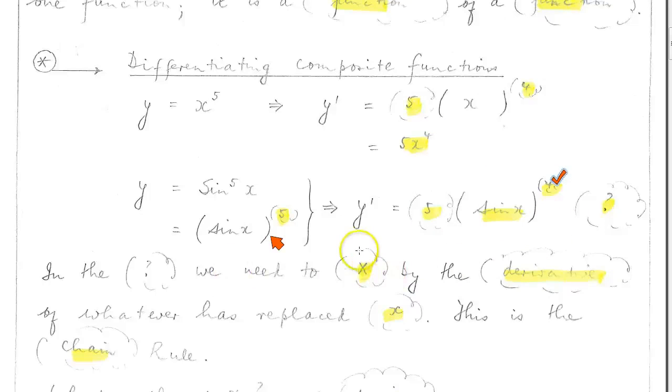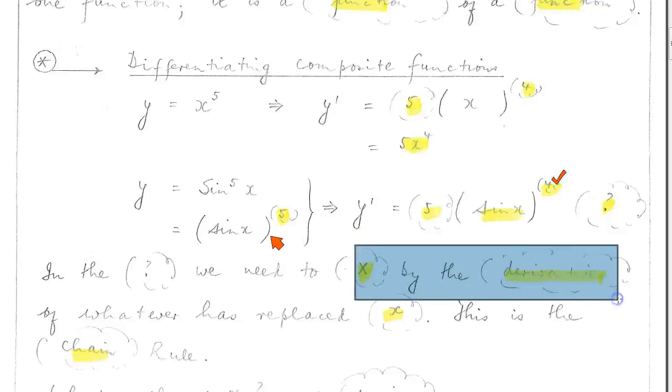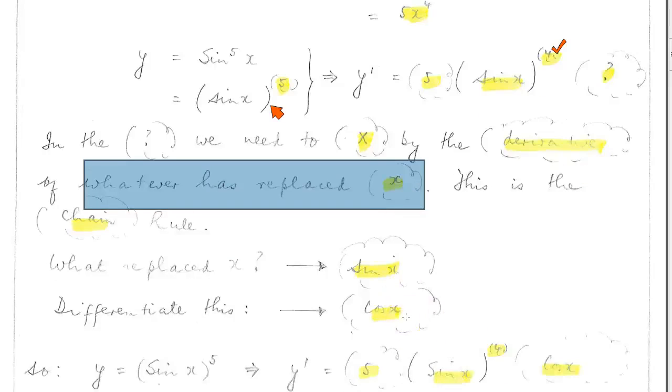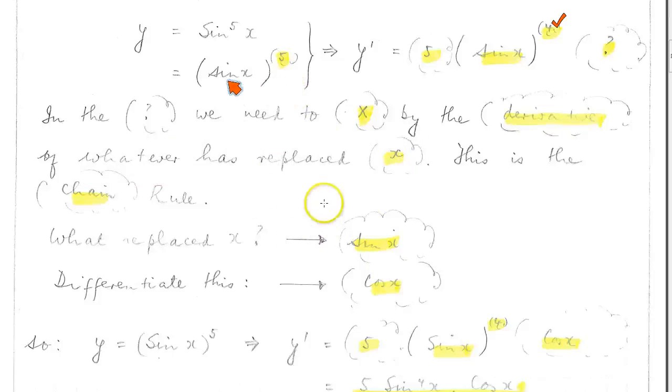I'm going to multiply by something, but what is it? The question mark is, we need to multiply by the derivative of whatever has replaced x. And so you've got to try and see what has replaced x. And this is the extra bit that the chain rule does. So what has replaced x in this case? Well, you've seen it's sine x. Let's differentiate that. Yes, cos x.